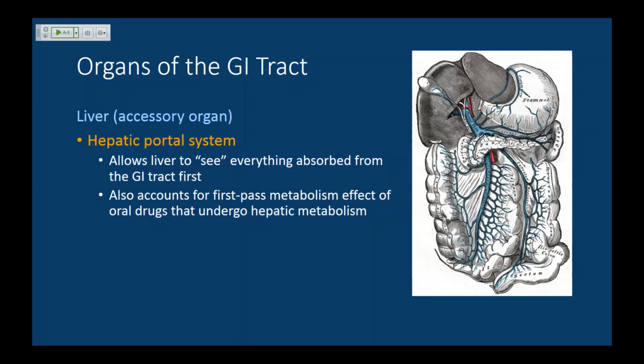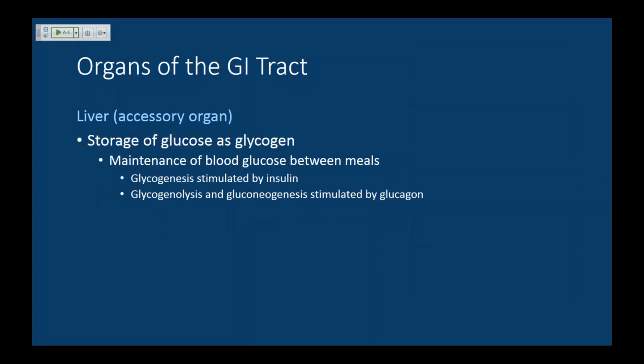This also accounts for a first-pass metabolism effect of oral drugs. So if you take a drug orally, and that drug happens to be metabolized by the liver, it will be absorbed in the GI tract. It will be sent directly to the liver, where it will then be metabolized. Okay? So when you take drugs orally, you get less of an effect than if you directly administer them into the systemic circulation. And that's because the liver is the first thing to see anything that enters the GI tract. Again, a direct application of the hepatic portal system.